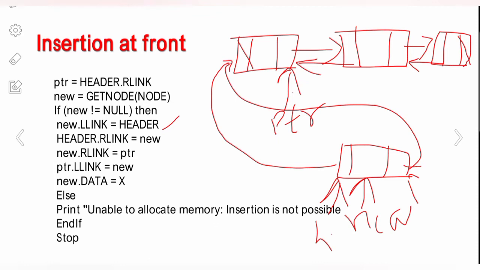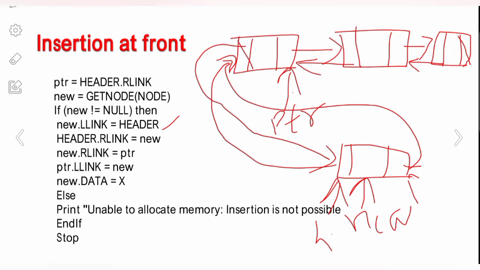Since we have a doubly linked list, there will be 2 pointers here. One is new dot r link equals pointer, so it will first point to this one. Then pointer dot left link equals new. So here we add the new node to the given linked list.